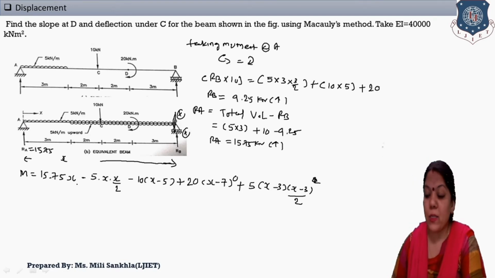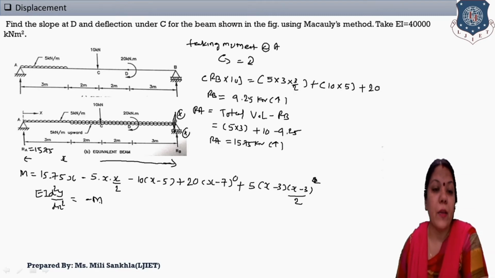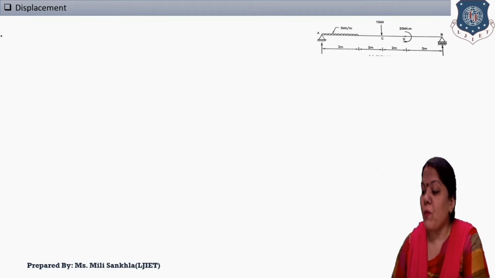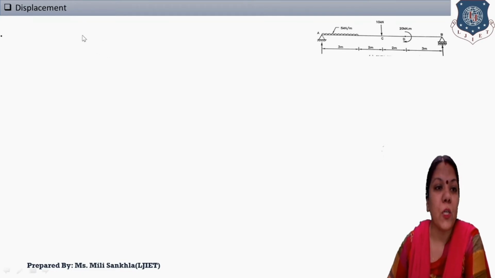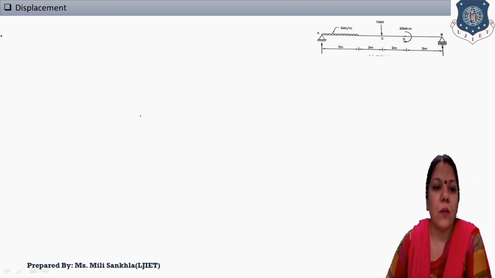Now what is the differential equation? EI d²y/dx² equals minus M. Change the sign of this equation of moment. Next we convert this equation of moment, so write again here the equation that we made of moment, converted into the differential equation.